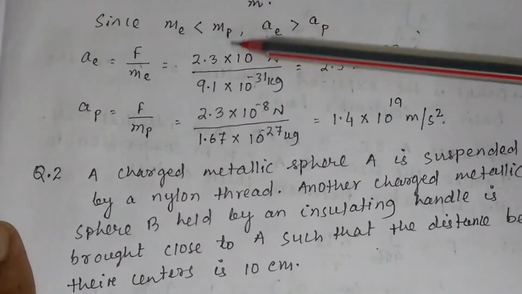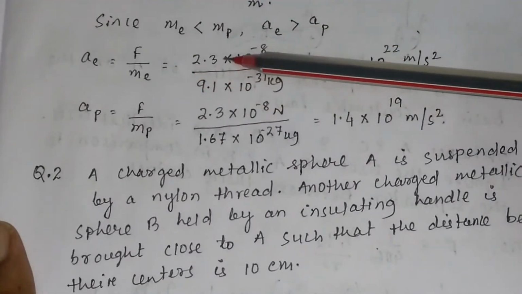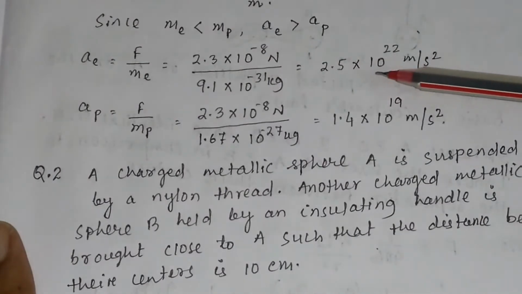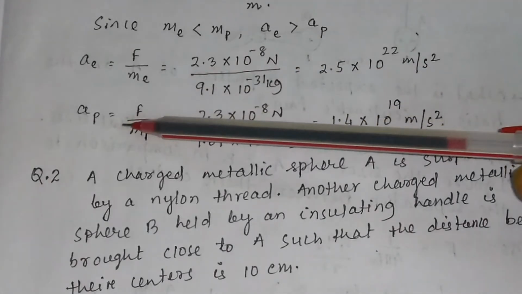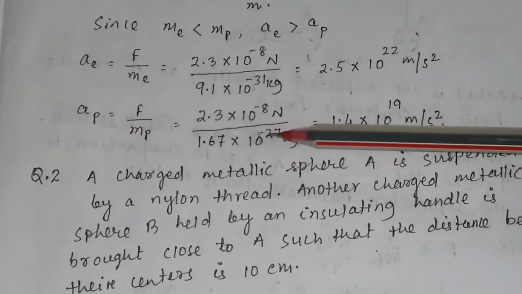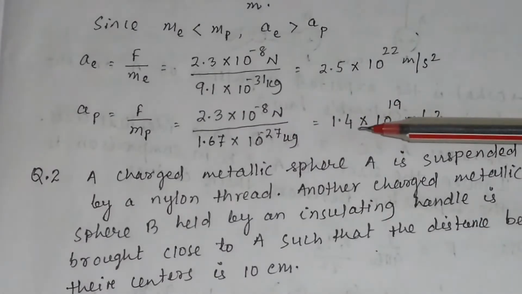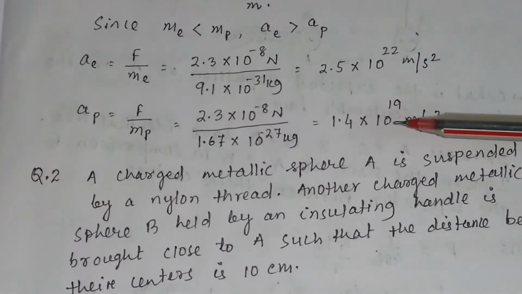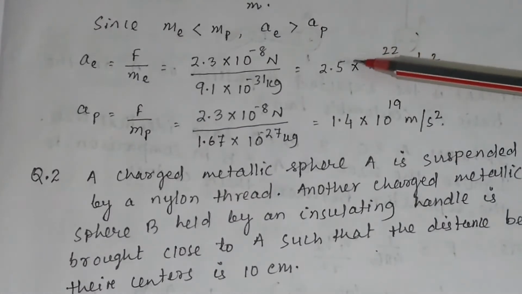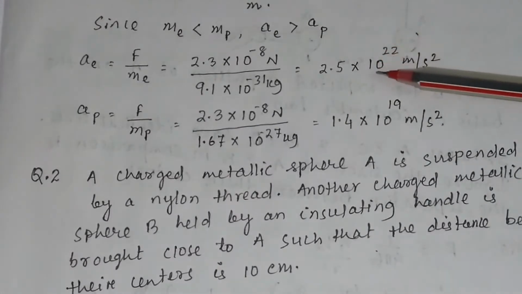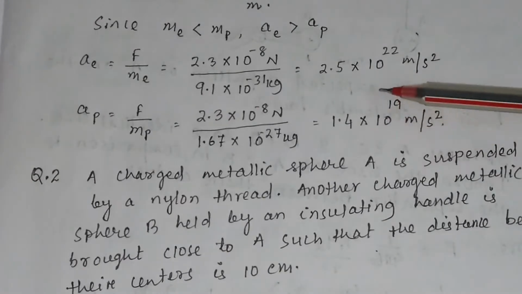So if you divide the force by the mass of the electron, you will get the acceleration of the electron as 2.5 into 10 to the 22 meter per second square. Applying the same formula, the acceleration of the proton will be 1.4 into 10 to the power 19 meter per second square. You see, the acceleration of the electron is of the order of 10 to the 22, and the acceleration of the proton is of the order of 10 to the power 19.